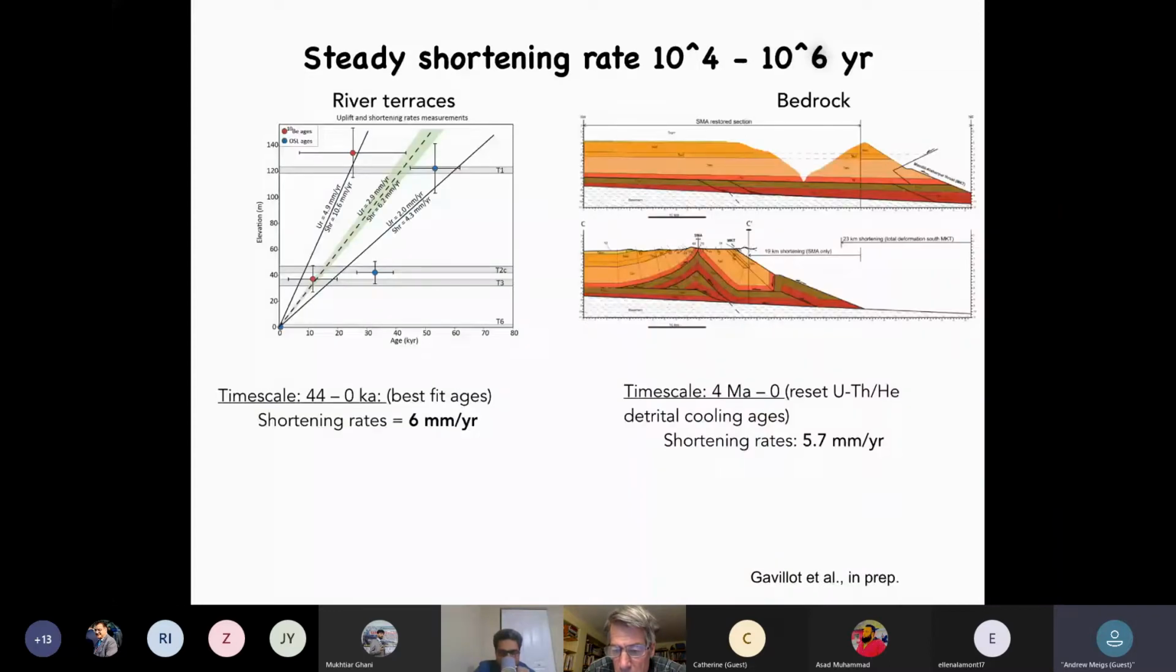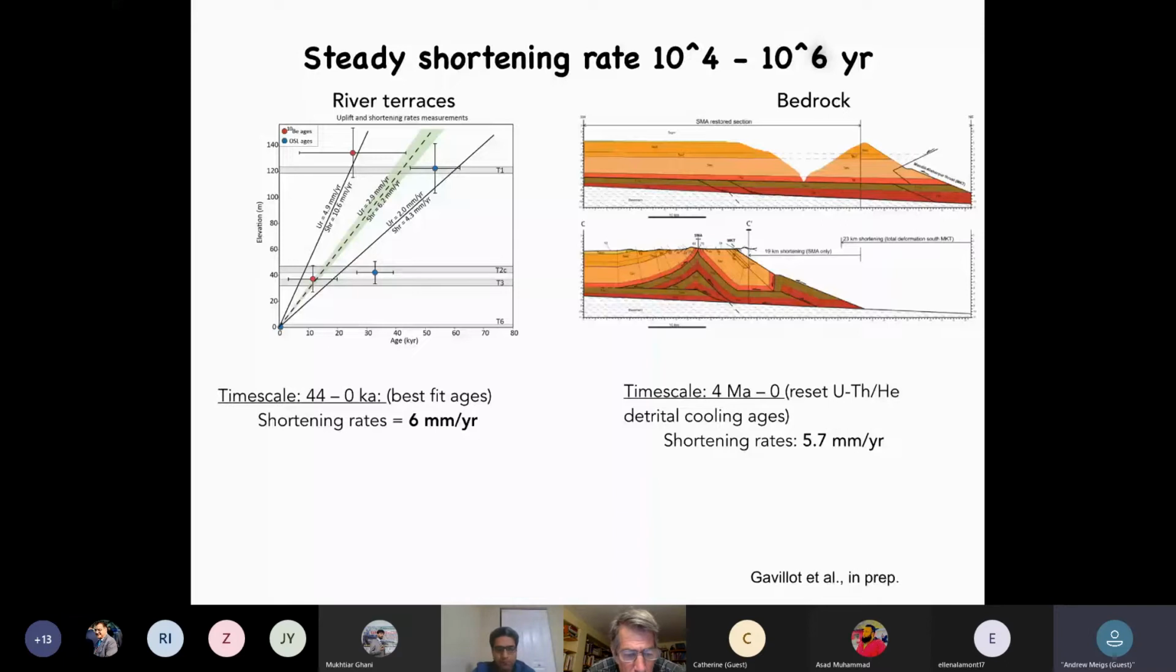And what's interesting about that particular result is when you compare that shortening rate of about 6 millimeters per year, as indicated by the green swath here with the dashed line in the middle, to Jan's other work showing the long-term evolution of the SMA as constrained by uranium-thorium helium dating of the same type that Ahmad Ghani described about a month ago, you get shortening rates on long time scales that are about the same as what we see on the tens of thousands of year time scales.